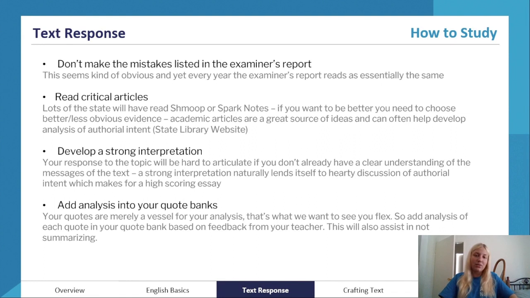And as you study text response and your other areas of study, work with practice exam essays and examiners' reports feedback more and more.